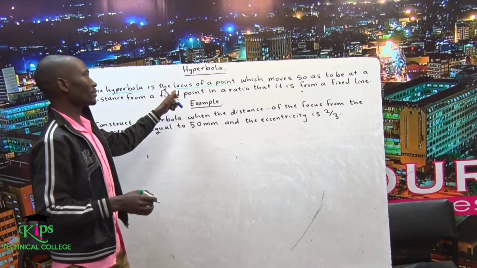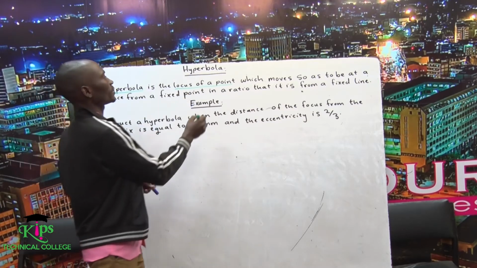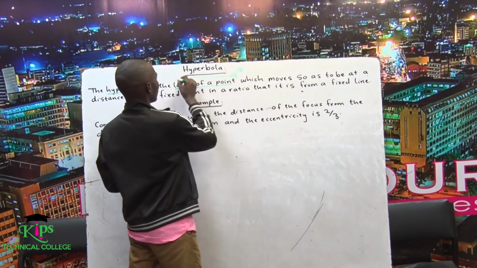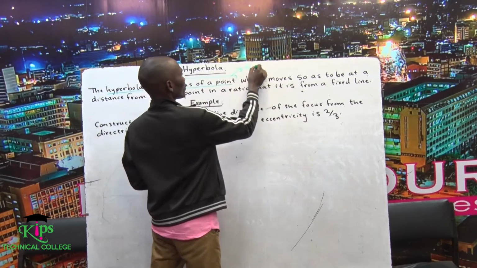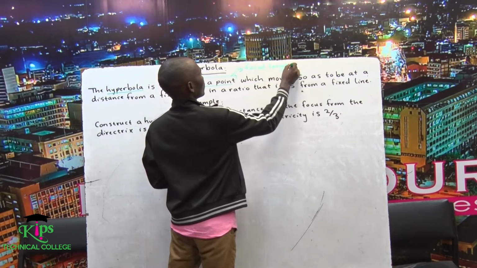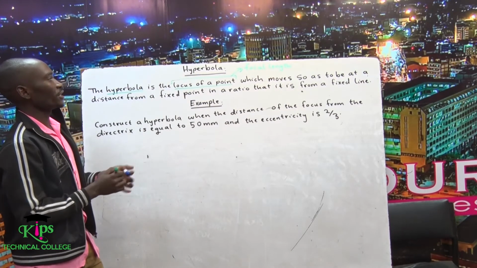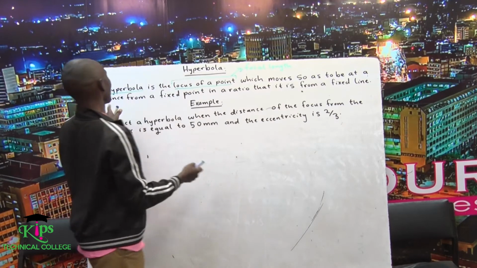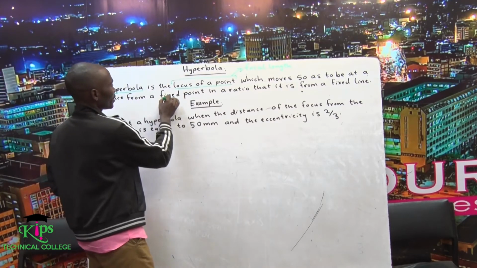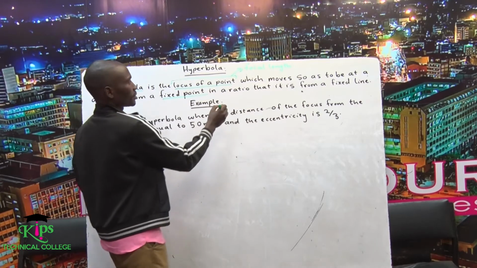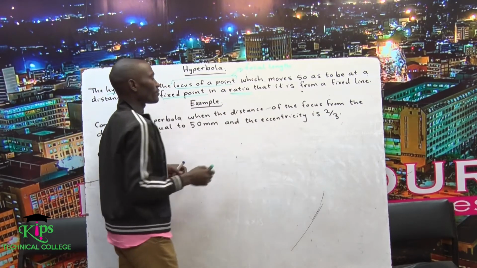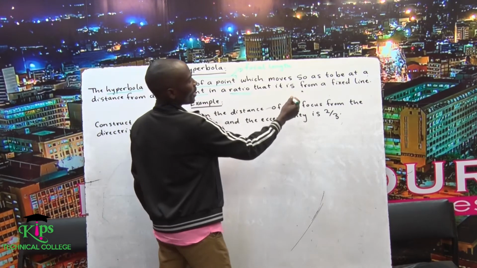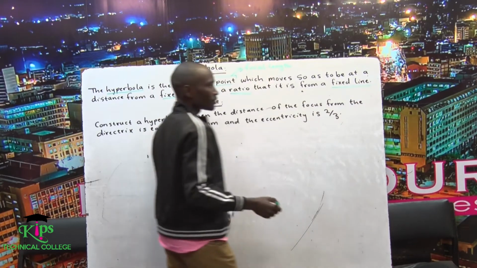So once you get this term, the locus of a point, it simply means the locus of a point which moves so as to be at a distance from a fixed point. These are the key ones. In a ratio, so I said for a hyperbola you will be given a ratio from a fixed line. So what does it mean?